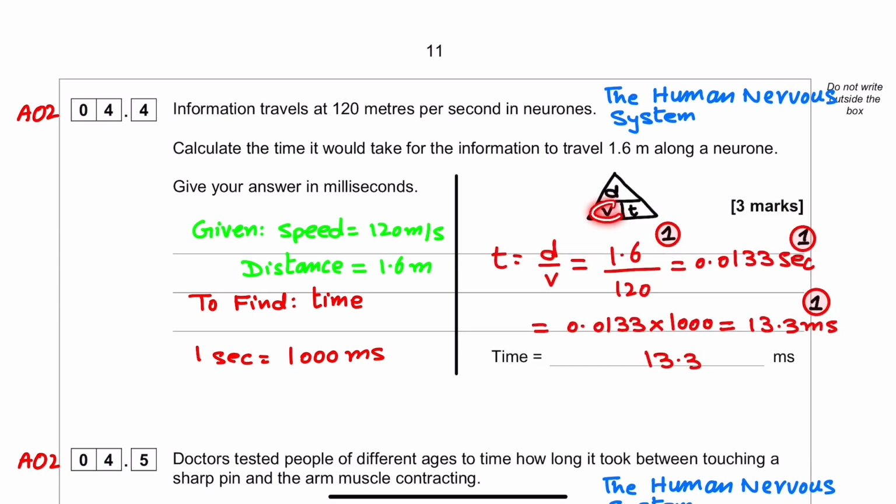We know that speed is equal to distance divided by time. We know that time is equal to distance over speed. Distance is already given here, that is 1.6 meters. And the speed is also given, that is 120 meters per second. So we are going to use 120 meters per second here. We use a calculator, and our answer is 0.0133 seconds. But the demand of the question is in milliseconds. Therefore, we need to multiply our value by 1000 and the answer is 13.3 milliseconds.